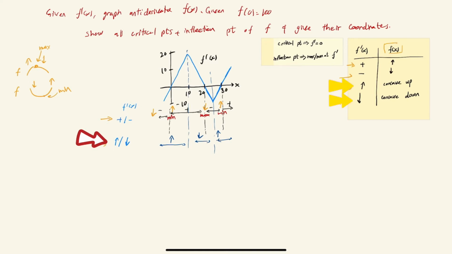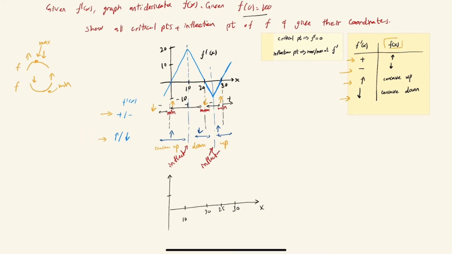Here, notice when f prime of x is increasing or decreasing. On the first interval, it's increasing. That means the antiderivative is concave up. And then on the second, it's decreasing. That means it's concave down. And then on the third, f prime of x is increasing. That means the antiderivative there will be concave up. Now, between these concavities, we're going to have inflection points. So the inflection points are going to be at x equal to 10, and then x equal to 25.